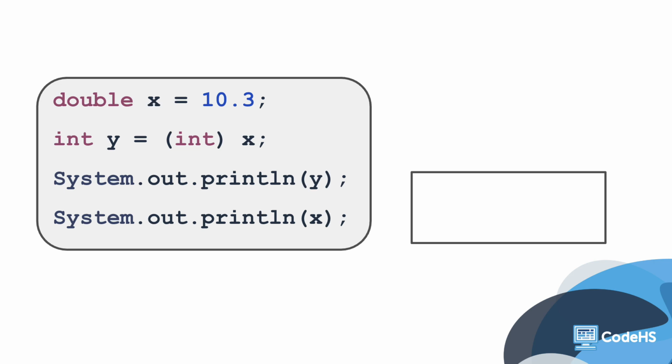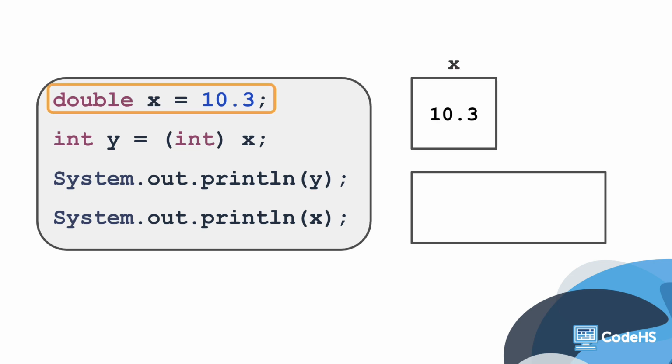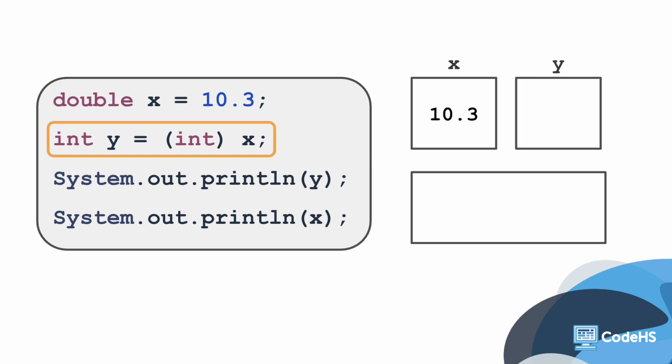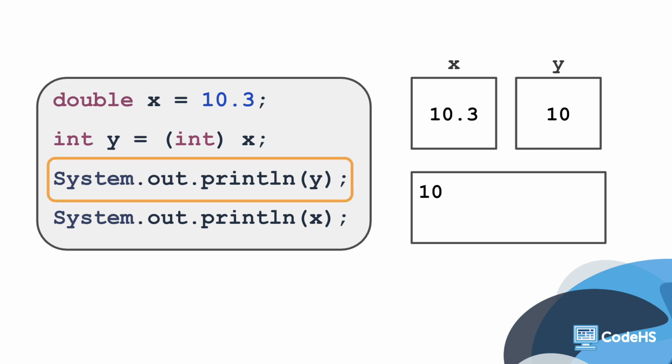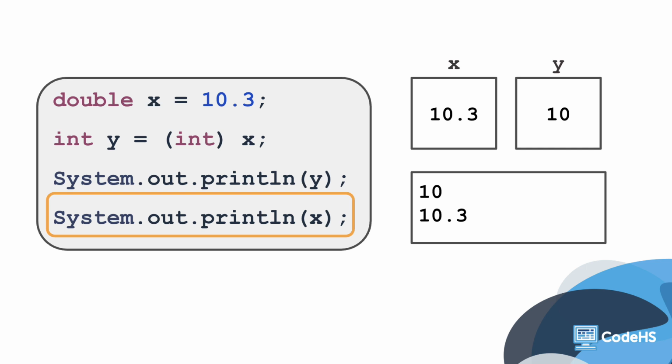Okay, let's walk through this program step by step. This line creates a double variable x and stores the value 10.3. Next, an int variable y is created. Y stores the value of x, which is 10.3. Then the casting operator int converts this double value to an int, 10, by cutting off the values to the right of the decimal point. All in all, y stores the value of 10. Then y is printed to the console, which is 10, and x is printed to the console, which remains 10.3.